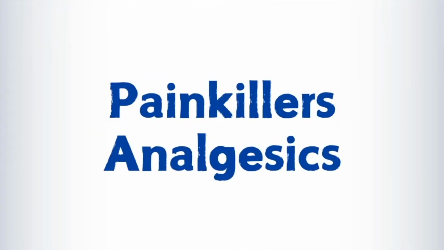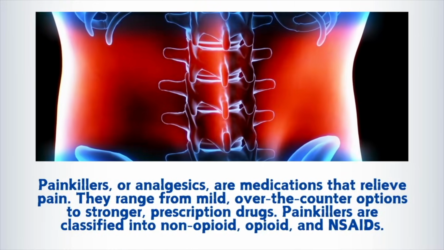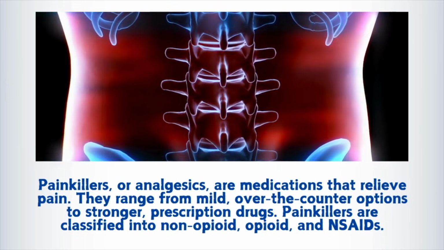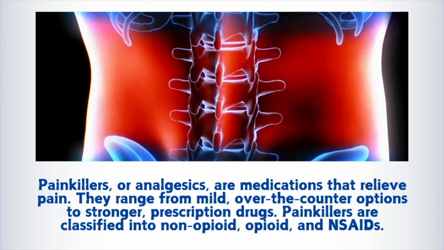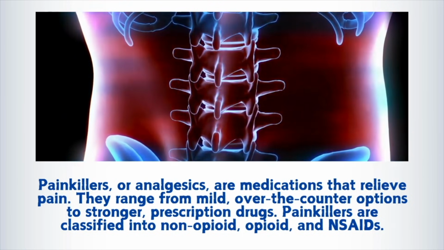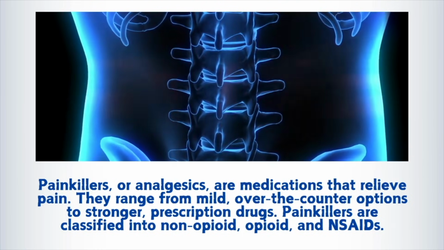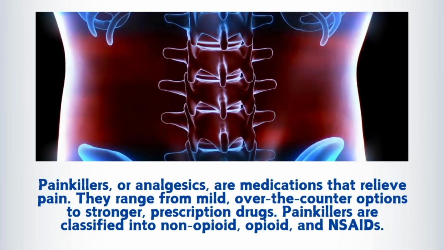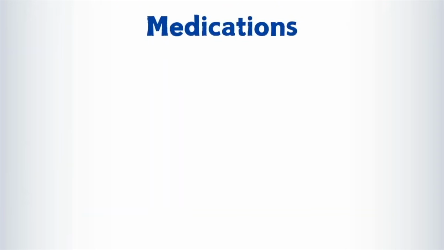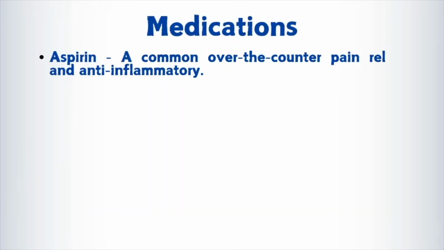Our next category of medicine is painkillers, also called analgesics. These medications are ones that relieve pain. They range from mild, over-the-counter options to stronger prescription drugs. Painkillers are classified into non-opioid, opioid, and NSAIDs. Different types of painkillers include aspirin, a common over-the-counter pain reliever and anti-inflammatory.